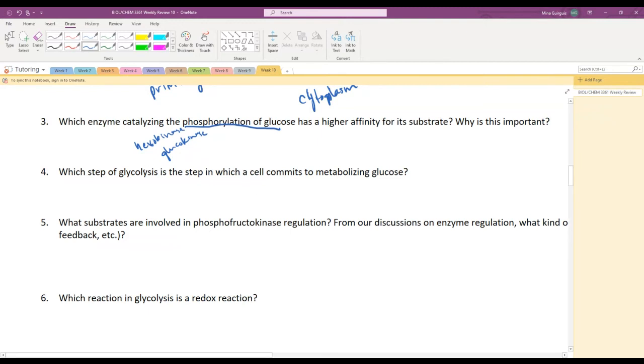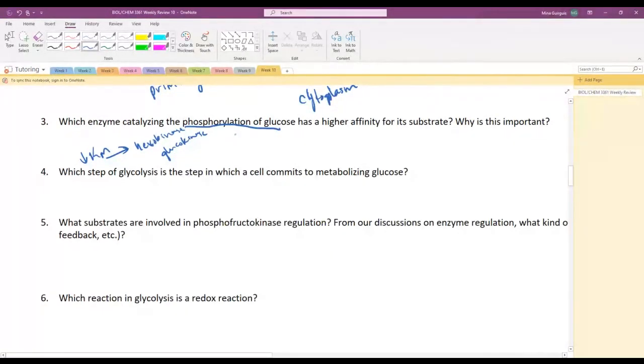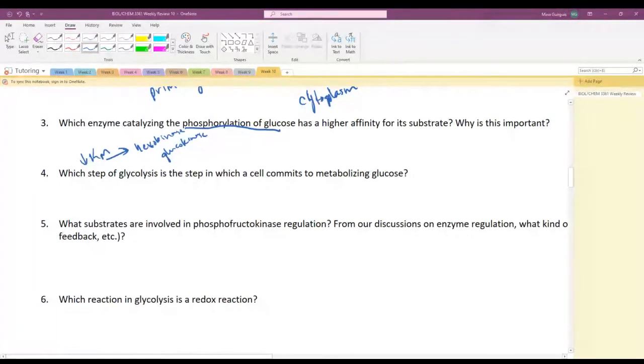So hexokinase has a higher affinity and thus a lower Km than glucokinase, because we want hexokinase to bind the glucose first in order to phosphorylate in the muscles and in the rest of the body, because we want to use that glucose as energy. When glucokinase gets a hold of glucose, it's storing it as glycogen. So we want a lower affinity because we only want that to happen at really high concentrations. So I'm going to repeat that because I think it is a little bit confusing.